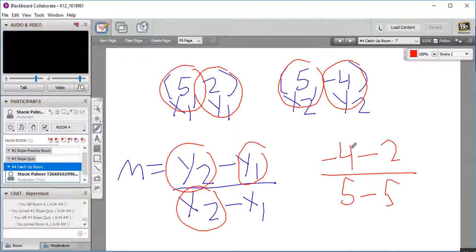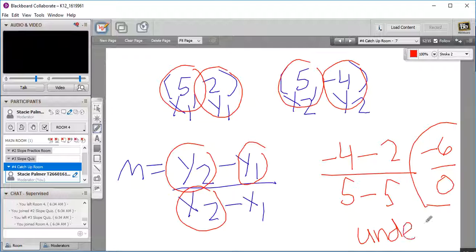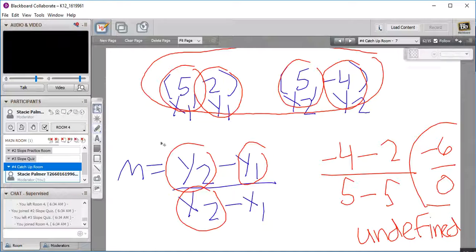Now when we simplify this, -4 minus 2 is -6. 5 minus 5 is 0. It's important to remember that anytime you have 0 underneath your fraction, that's called undefined. You can't divide a number by 0. And if you put that in your calculator, if you do -6 divided by 0, you're going to come up with an error.